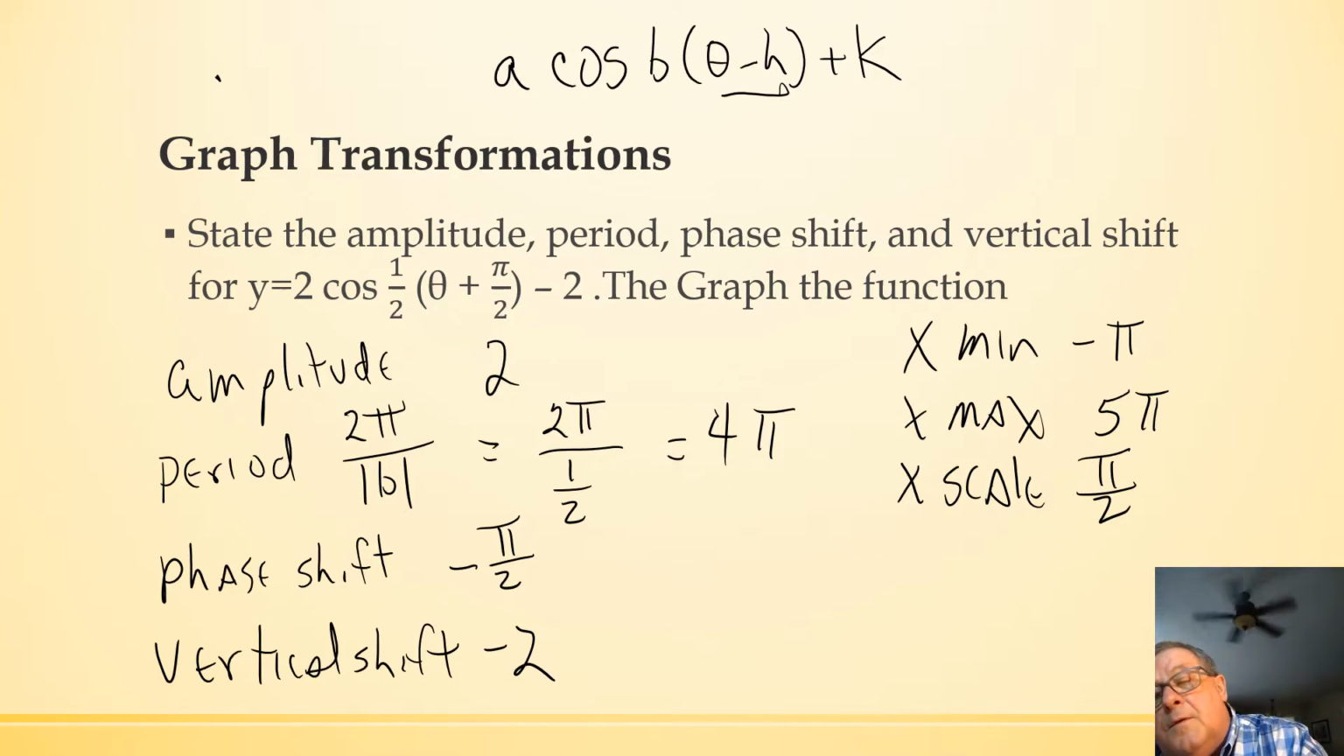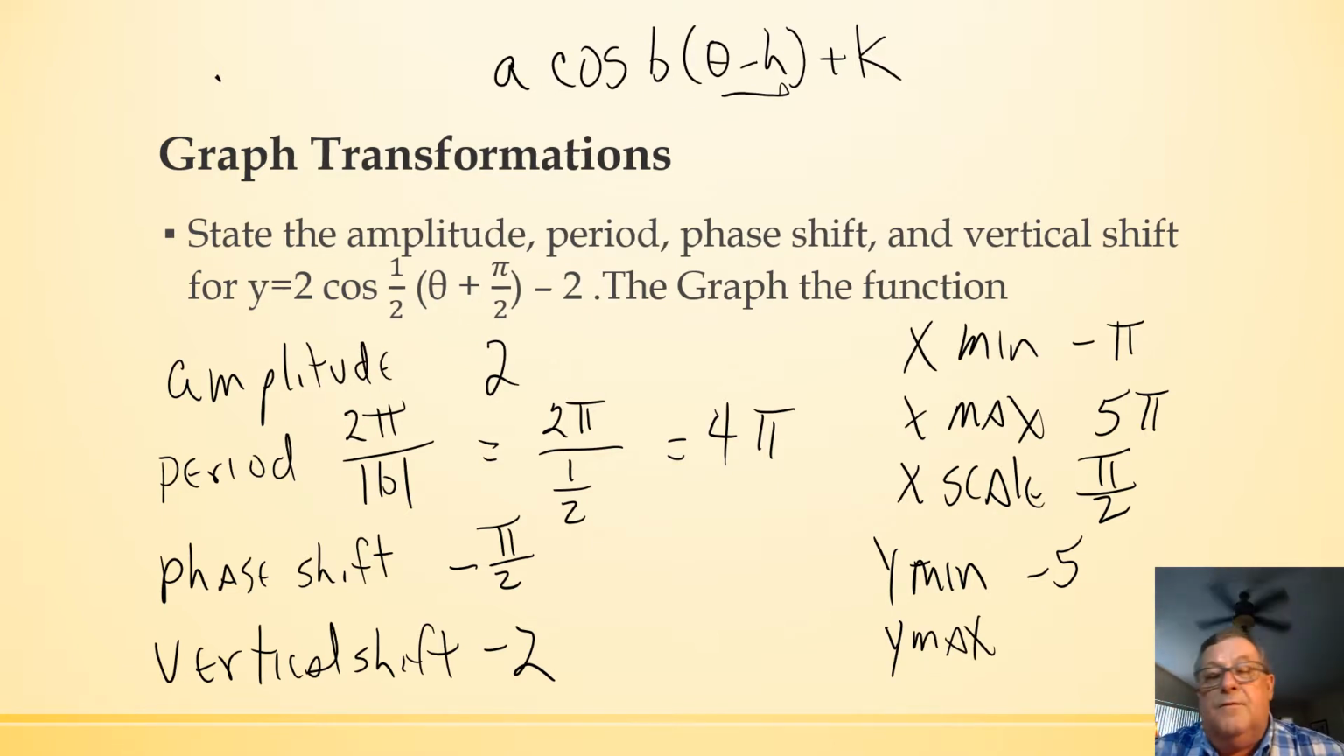Now let's see my y minimum. Ordinarily, my midline would be at 0. Now it's going to be at -1, and then I got an amplitude of 2. I could probably get by with -4, but I think I'm going to use -5. And a y max doesn't have to be very tall, so I'm going to say 3 with a y scale of 1. How about that? All right, let's graph this thing. We'll graph both the parent and the transformation.